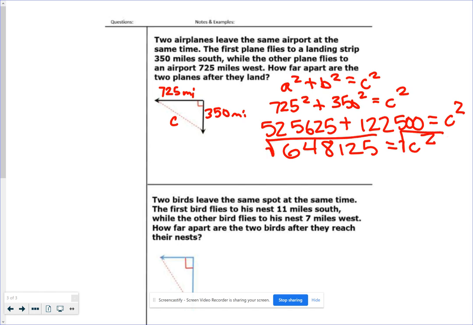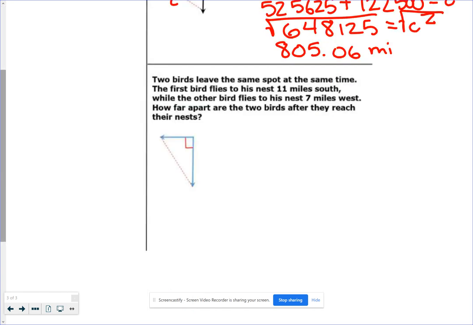Square root it. Okay, does it say to round anything? It doesn't. So let's see what we get when we take the square root of that huge number, 648,125. Is it a whole number? It is not. So it's a 805.06 miles. All right, that's a pretty good indication. So about 805 miles apart. All right, one more problem.